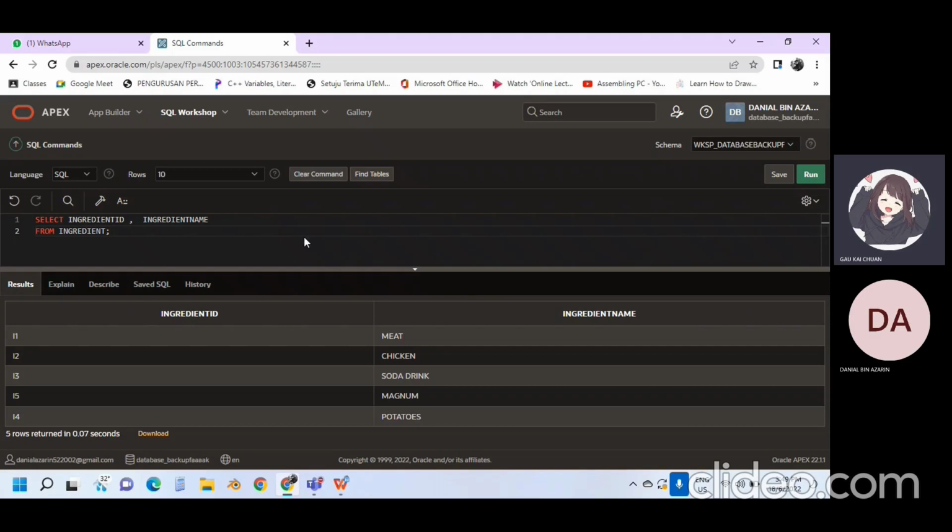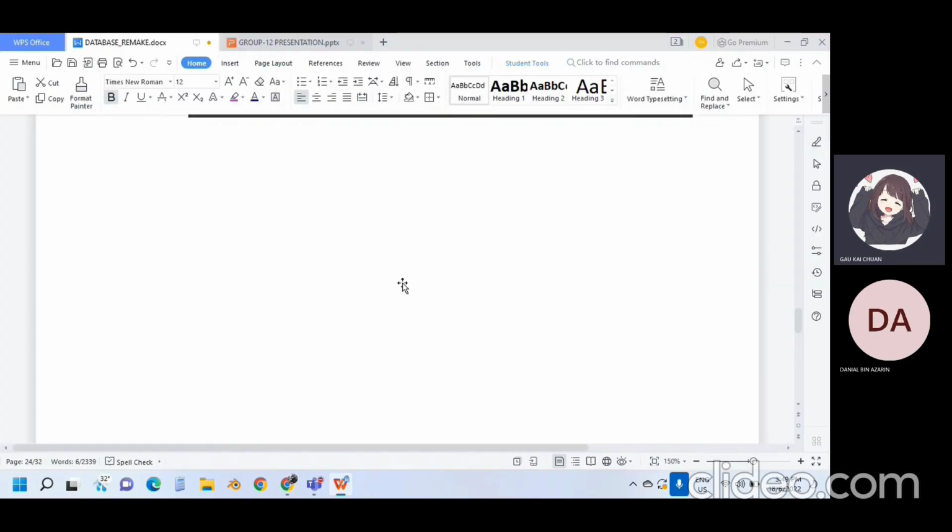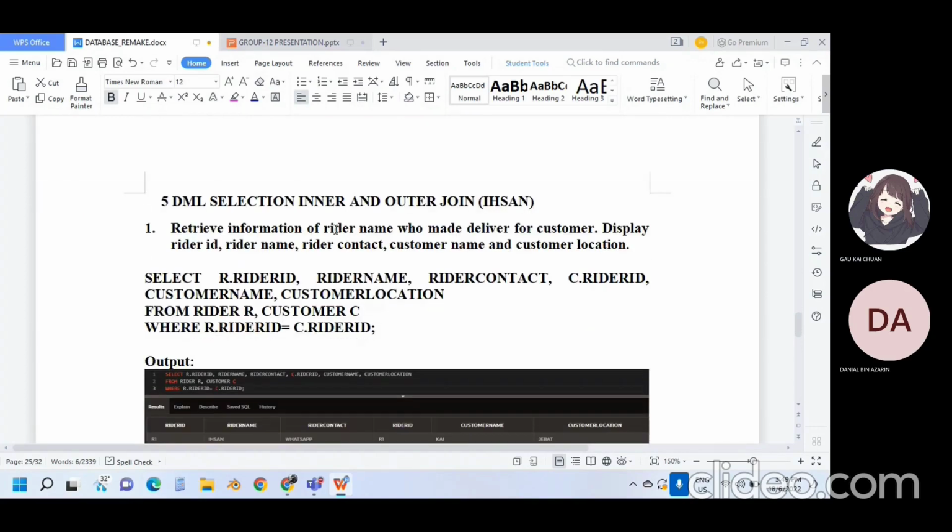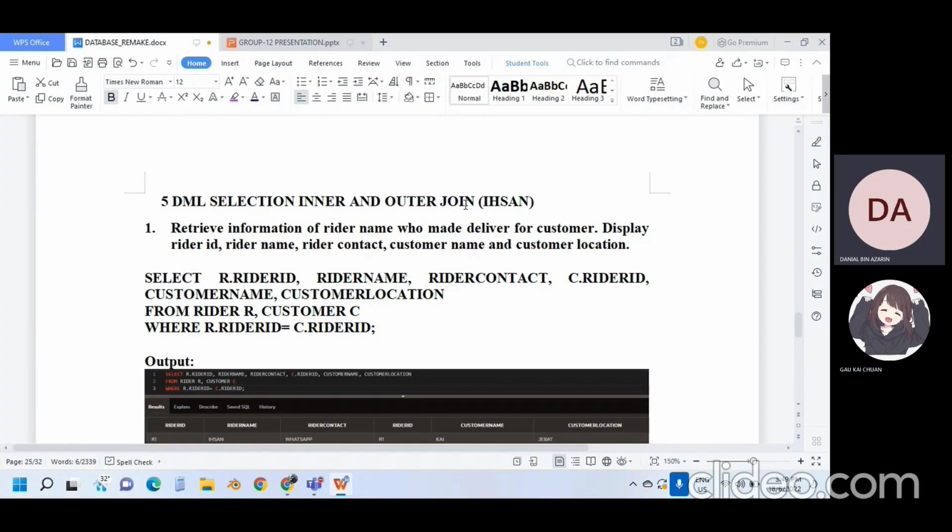So now I will pass to Danial bin Azarin to present the next part. Okay, the next part will be about the inner and outer join. So the first question is to retrieve information of rider name who made delivery for customer. Display only the rider ID, rider name, rider contact, customer name, and customer location.